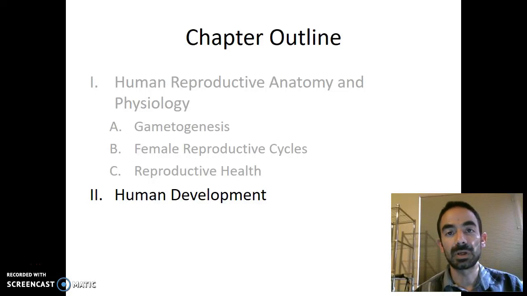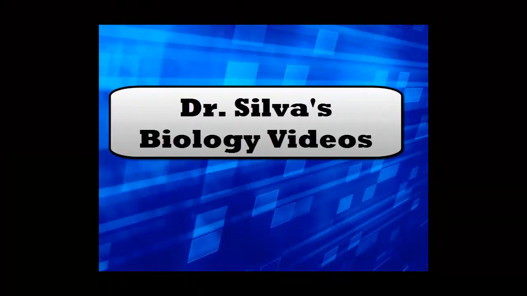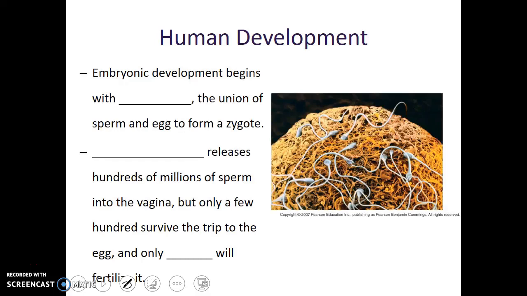In this next video, we're going to look at the stages of human development immediately following fertilization. Embryonic development begins with fertilization. This is the union of sperm and egg to form a zygote, and in a successful human pregnancy, this will occur typically within the oviduct.